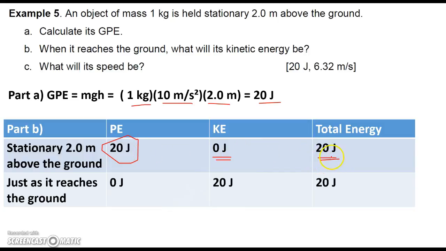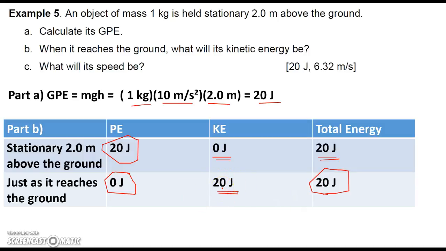The next part of the question says that when it reaches the ground, that means I drop the ball and the ball falls and gets faster and faster, right? Just as it reaches the ground, its potential energy is 0 joules. Now, the total energy, the sum, must still remain the same at all times, 20 joules. So that tells me that my kinetic energy must be 20 joules in order for the total energy to remain at 20 joules.